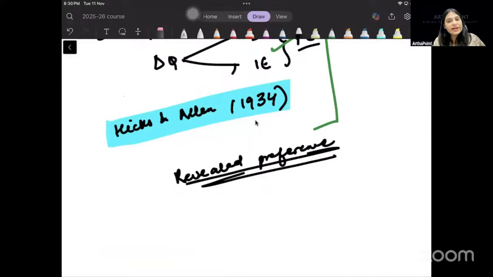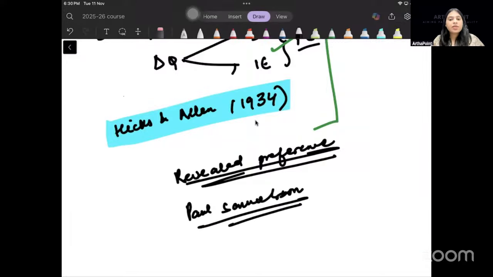ठीक है. Revealed preference is majorly gifted to us by Paul Samuelson. Please beta, you have to remember them by heart. एकदम टिप्स पे होना चाहिए ये पूरा chronology. So by Paul Samuelson in 1938, he proposed revealed preference theory.